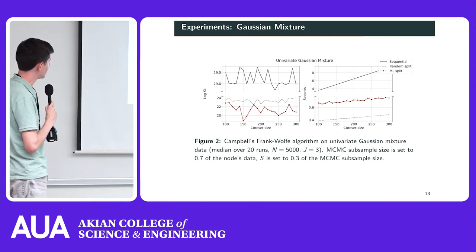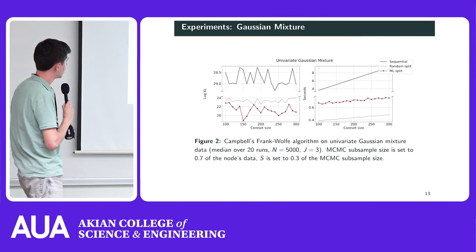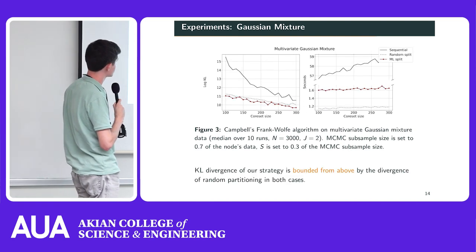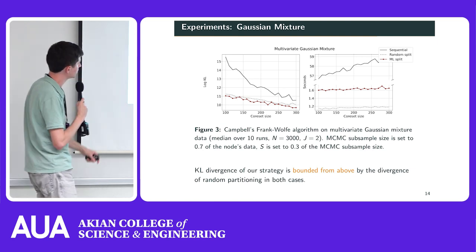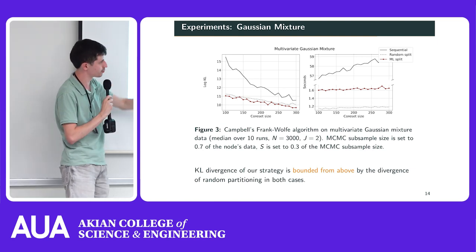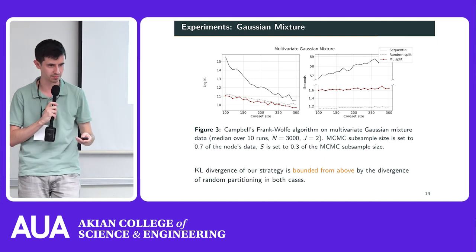Then we considered the multivariate Gaussian mixture. Here it's more or less the same story. Pretty good gap between sequential and ML and distributed approaches, and a certain benefit of using better sampling.